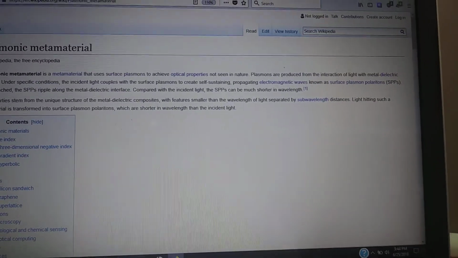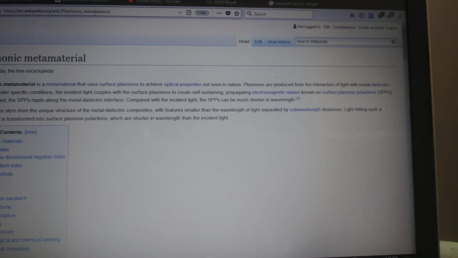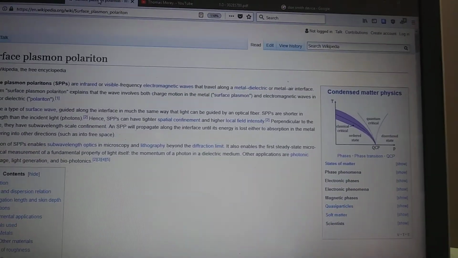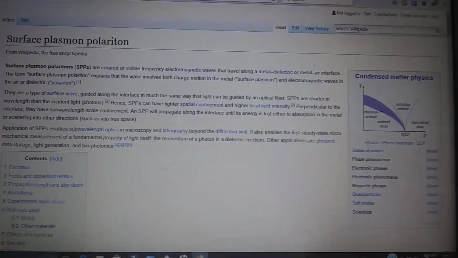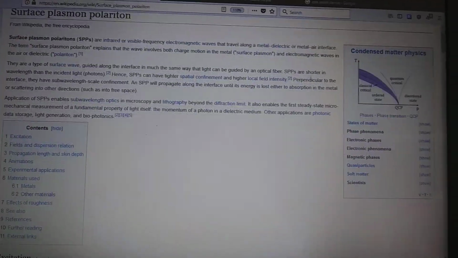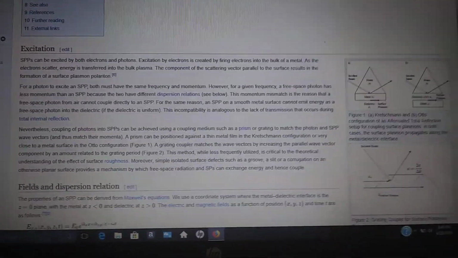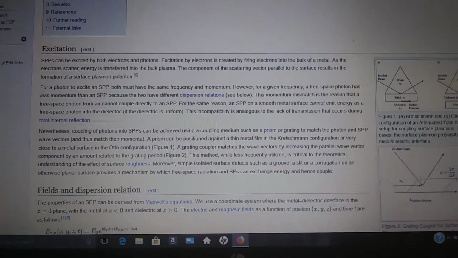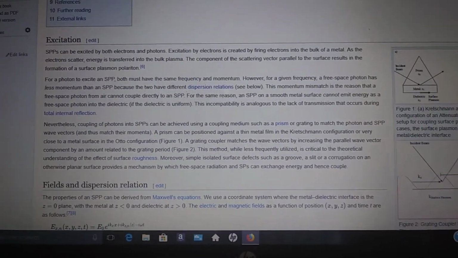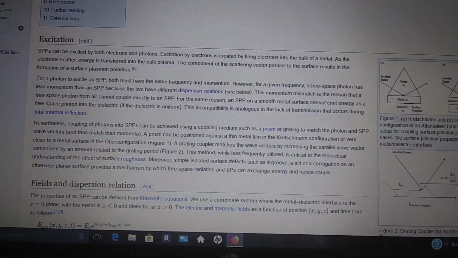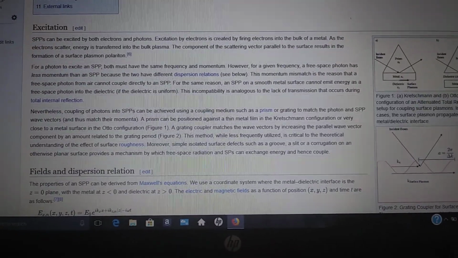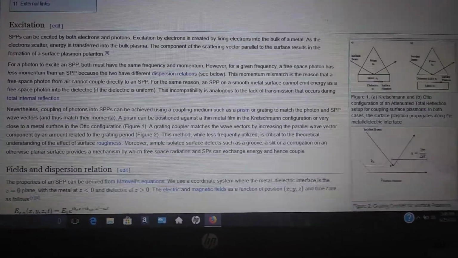Now, how do you create a surface plasmon polariton? So we go to the Wikipedia definition of it, and excitation. So how are these surface plasmons, these electromagnetic waves, how are they excited? How are they manifested? Because that doesn't really give a cause. They just say that they're kind of there.